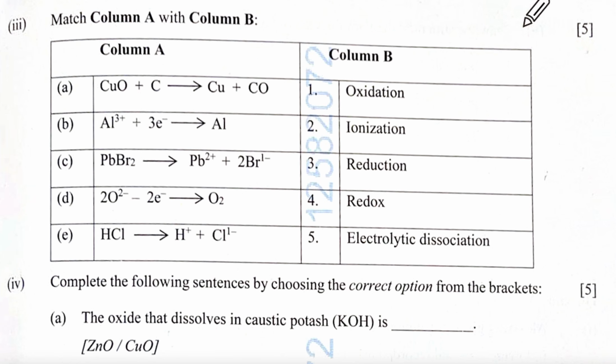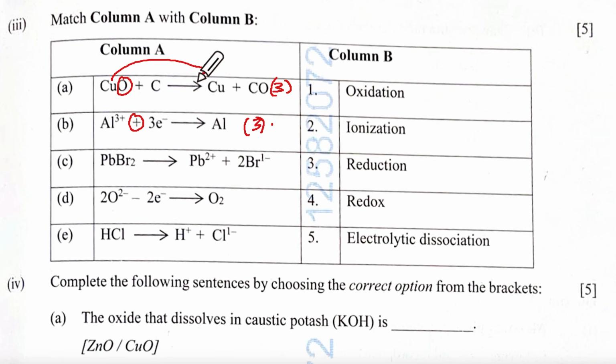Let us come to the match the columns. Your A, CuO plus C gives Cu and CO. Can you see oxygen has been removed? So it is reduction that has happened. So this is 3. Al plus 3 electrons: it is gain of electrons, so it is reduction. Where is reduction? Now reduction is over here. Ma'am, the first one will be a redox reaction. So now we are thinking, no, this is your 3 also. So you cannot have 3 and 3.